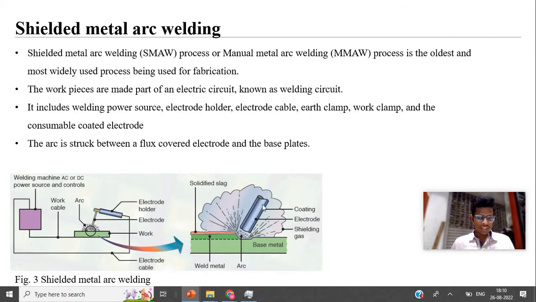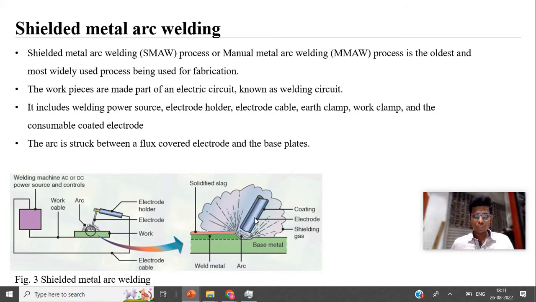As the schematic explains, the electrode will be coated with some coatings. Here it's a consumable electrode, which means the electrode will melt. Along with the electrode melting, the coatings on the electrode will also melt, which will generate slag and also gases. These gases will protect the molten pool from atmospheric contamination.